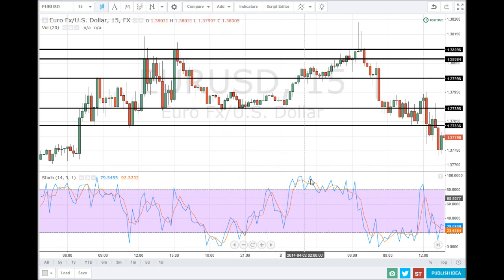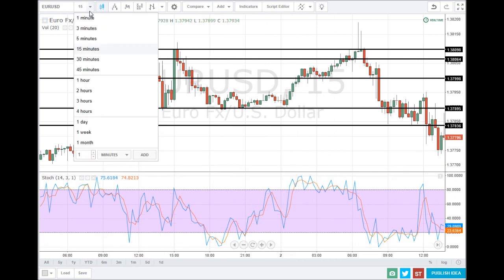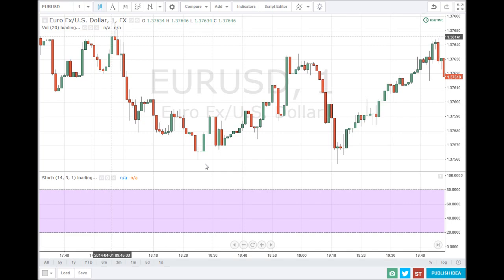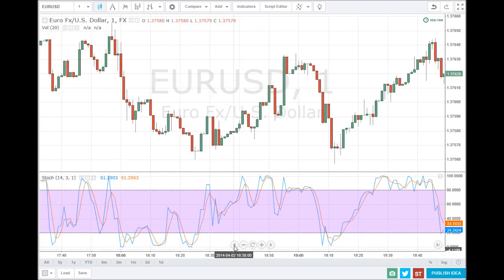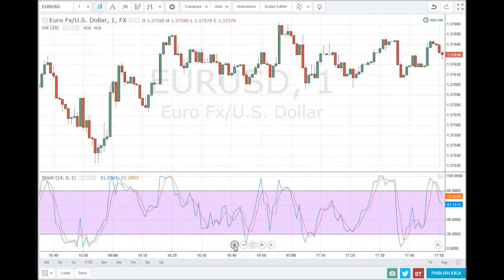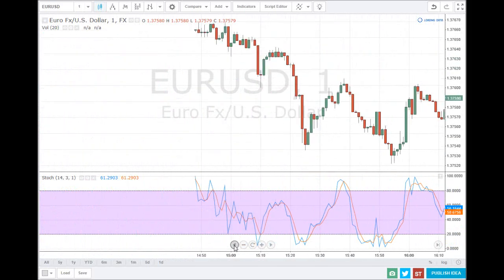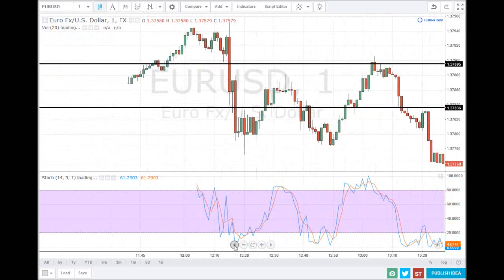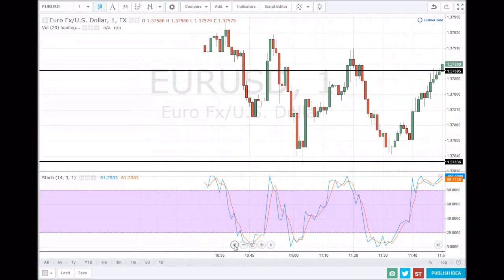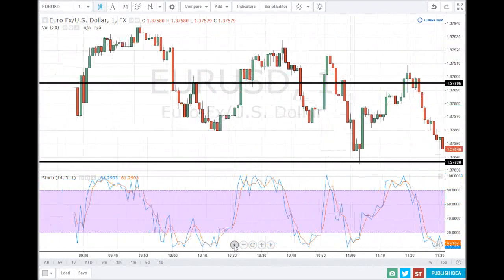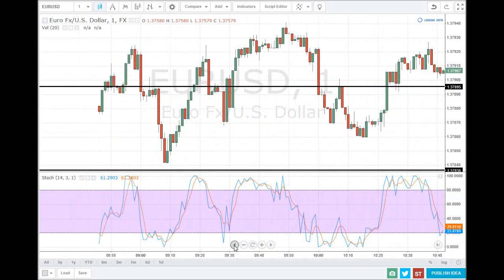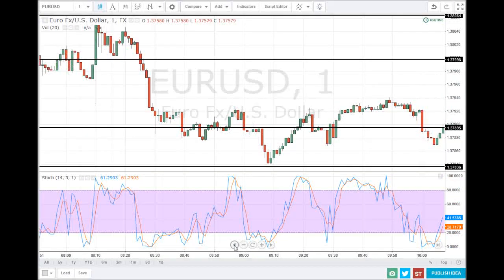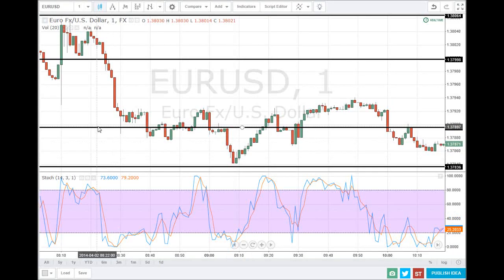And then we have our confirmation, overbought and oversold. So let's go to a 1 minute chart and look at today's price action against the support and resistance we marked from yesterday's price action. So this is the start of trading on this 1 minute chart.